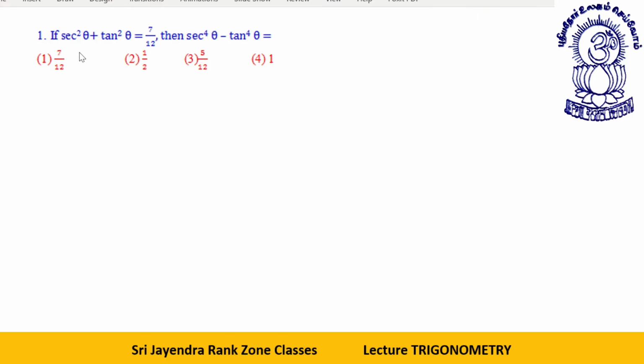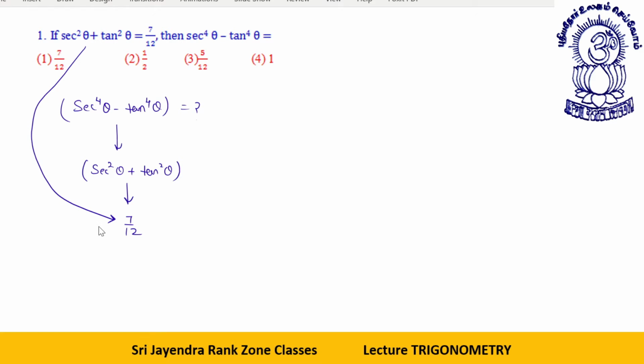You have sec square theta plus tan square theta is equal to 7 by 12. You have to find sec 4 theta minus tan 4 theta. You have to find this. Okay, I already told you this will be written as sec square theta plus tan square theta, and this will be further written as 7 by 12. So the answer is 7 by 12 and your question is done. Next one.